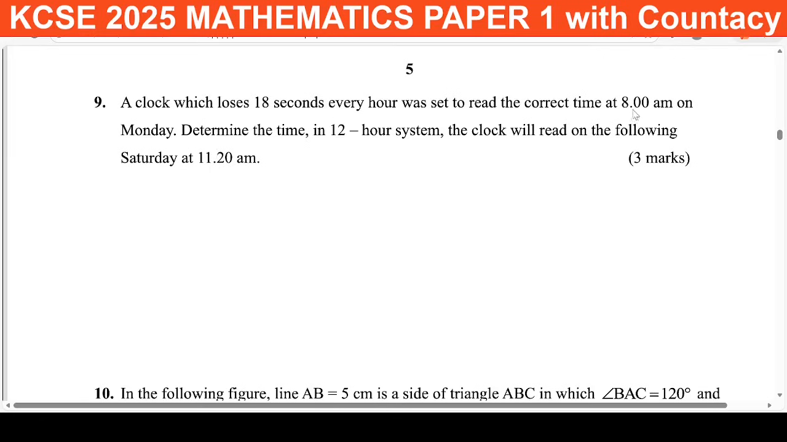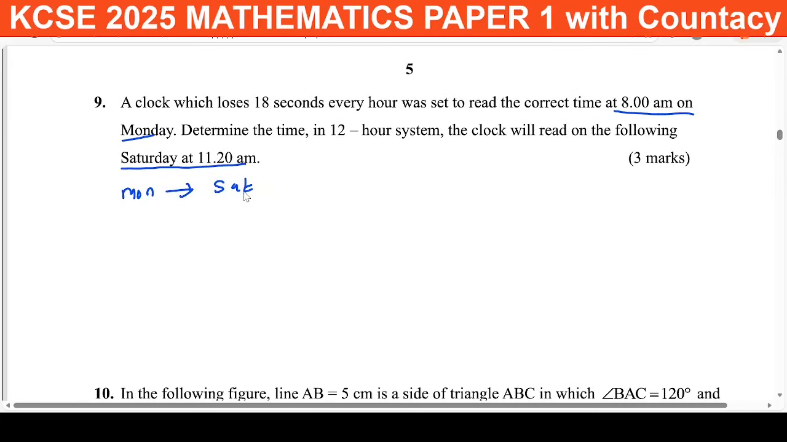between this date, which is 8 a.m. on Monday, to this particular date that is Saturday at 11:20 a.m. Therefore, you're going to subtract the time from Saturday back to Monday. And let's go ahead and do that. So we want to get the time from Monday to Saturday.